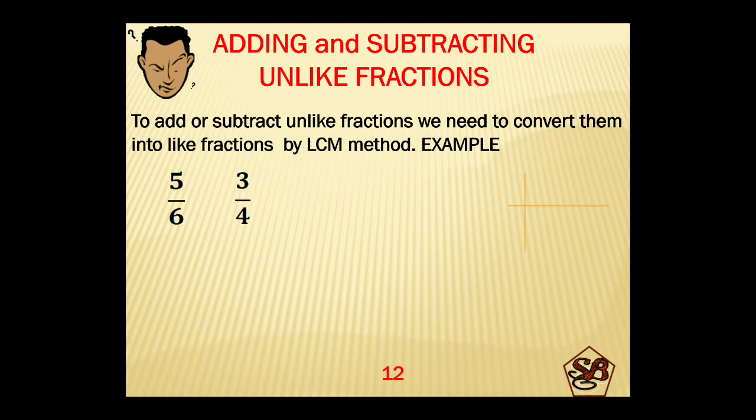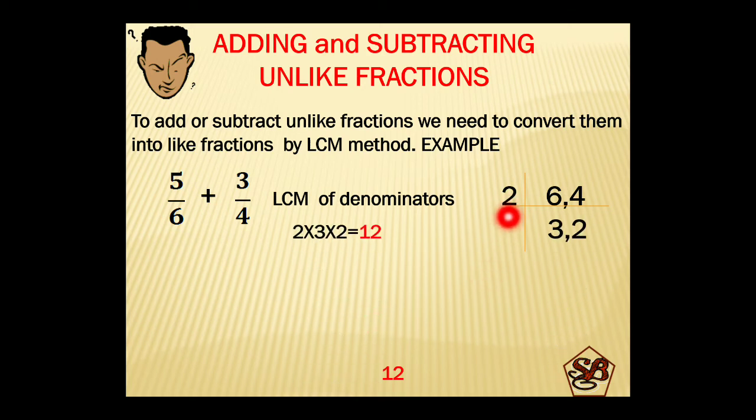5 by 6 plus 3 by 4. We take the LCM of the denominators, that is 6 and 4. 6, 4. Both come in the table of 2. So we write here 2. 2 3s are 6. 2 2s are 4. Now these two do not come in any of the common tables. So the LCM is 2 into 3 into 2, which will give us 12.